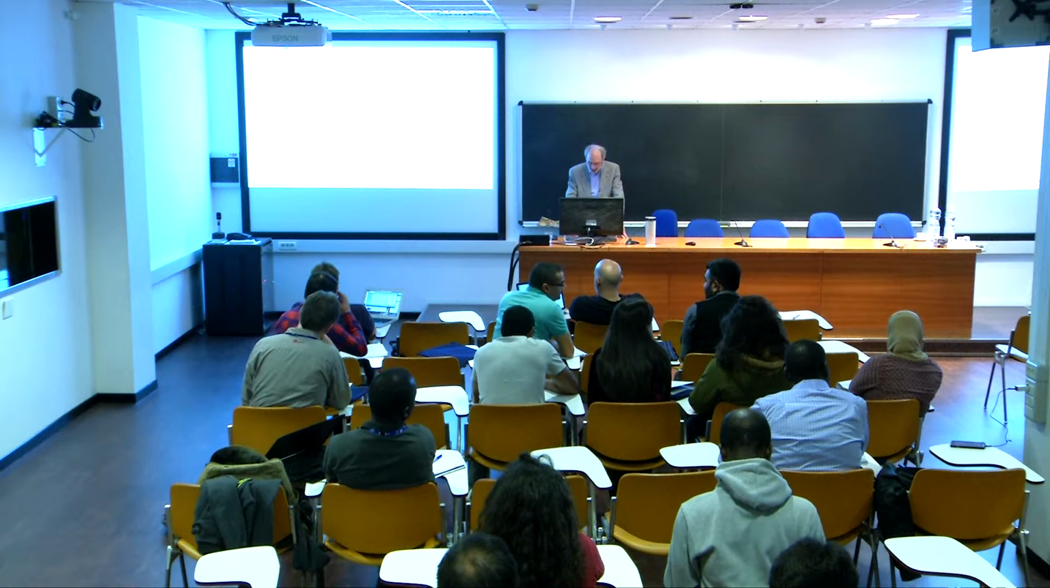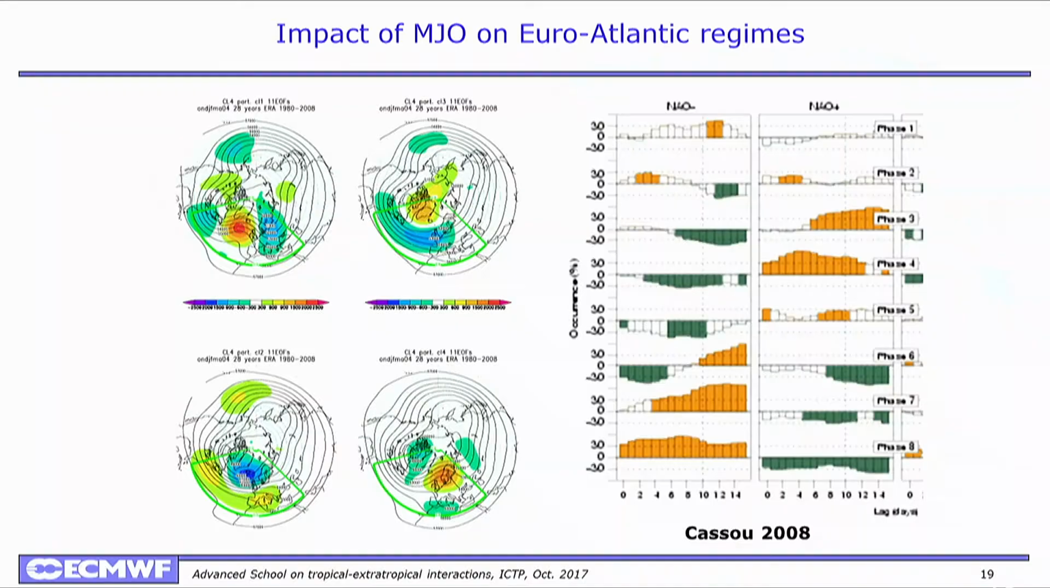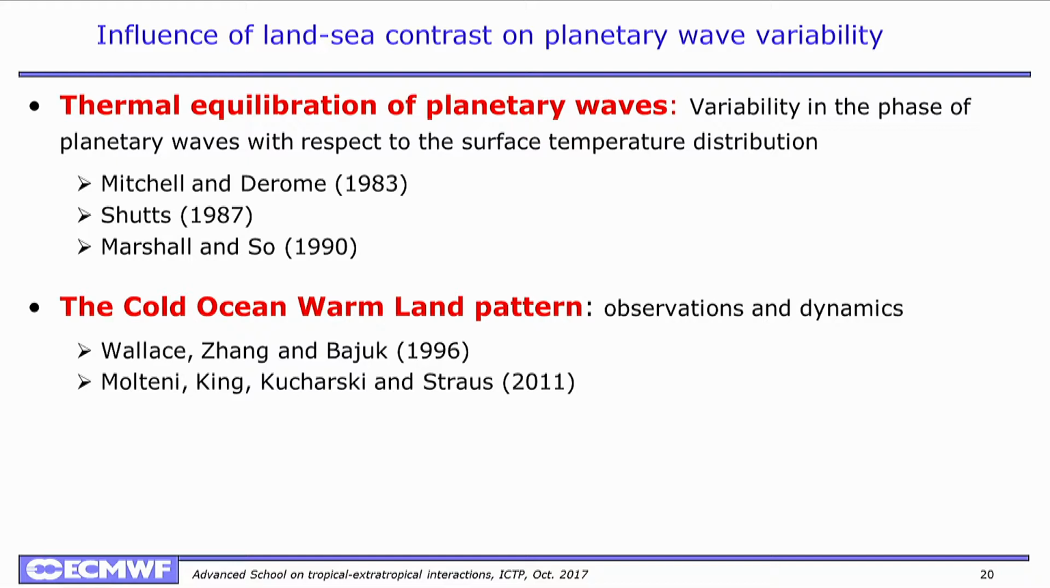And now I would like to come back to what has been probably one of the main issues in this school: the relationship between sub-seasonal variability in the tropics, and specifically the MJO, the phase of the MJO, and the occurrence of regimes in the North Atlantic. You have already seen this picture many times, so you know what it is. What I'm trying to propose is one possible interpretation of this dynamical link based on one category of models for flow regimes.